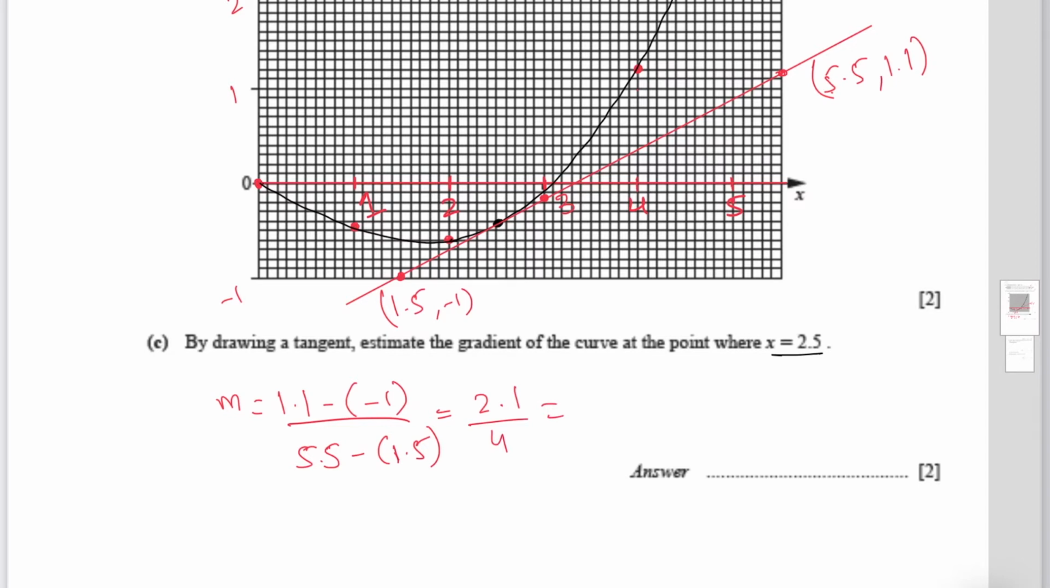Let's see what the value is. 2.1 divided by 4. This roughly brings us to about 0.5. Yeah, it's close enough. 0.5. Okay, so one second. Yeah, the gradient of this is 0.5. Perfect. Sorry for the pause in between.